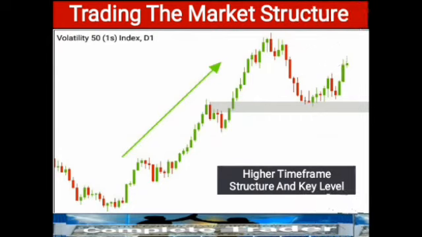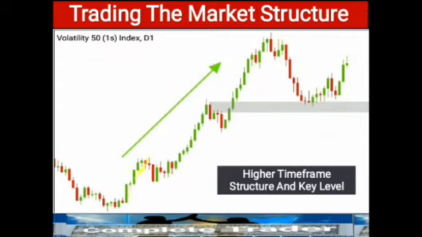So let's look at how that is with an example before we close. Okay, so this is the daily chart of the Volatility 50 (1s) index, and just like you see here, this is the higher time frame structure and key level. So the structure of price right here is very clear. We are having a bullish price action.